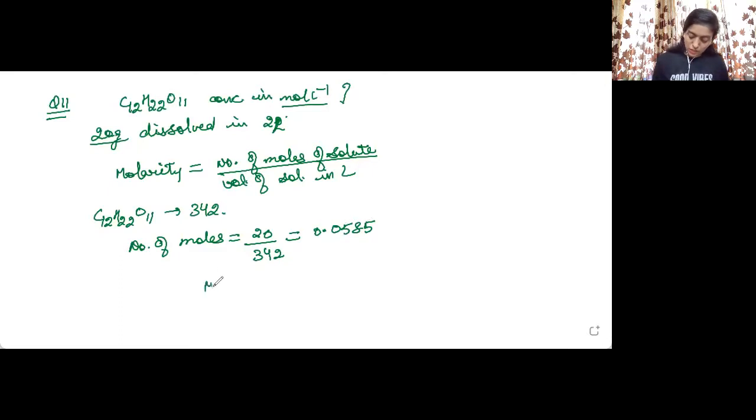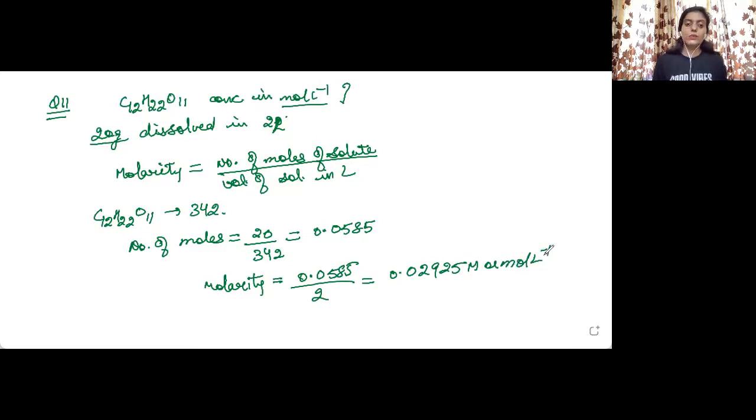Now molarity, very simple. You just need to put the values in the above equation. Number of moles we have calculated to be equal to 0.0585 upon the volume of solution in liter. It has been given that it is 2 liters. So it is equal to 0.02925. Okay, so you just can write here molar, or you can write mole per liter, because we have been asked to find out the concentration in mole per liter.